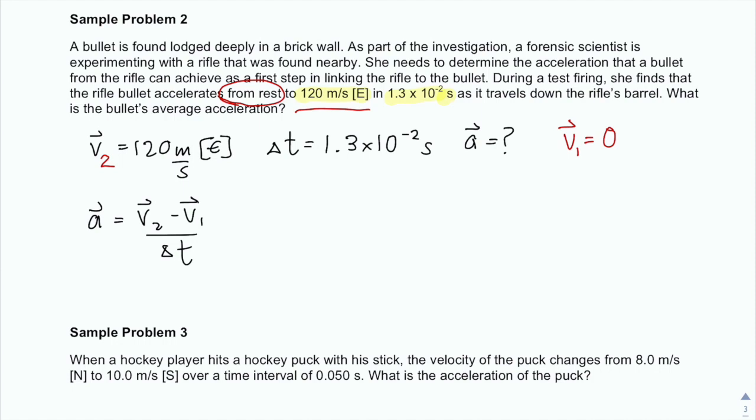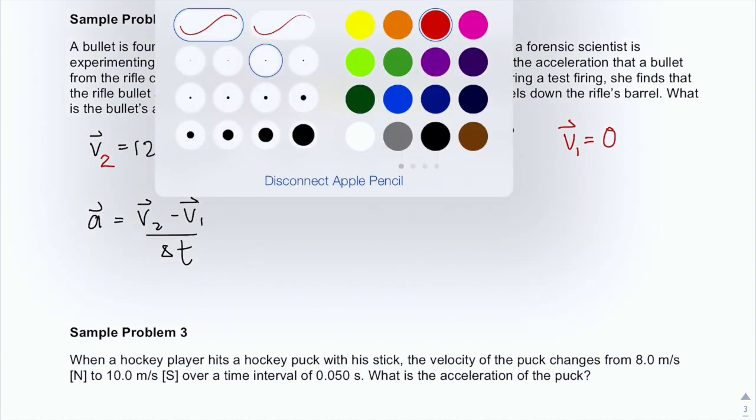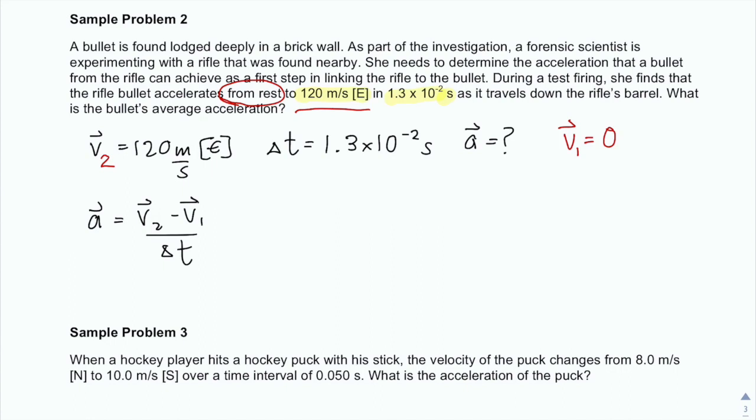It's important to distinguish between v1 and v2 in order to solve this question. In addition, if you don't pick up that from rest means v1 equals 0, then you will not be able to solve this question. This is a trick that physicists put in their problems all the time. So if you've seen it once, you will see it every time.